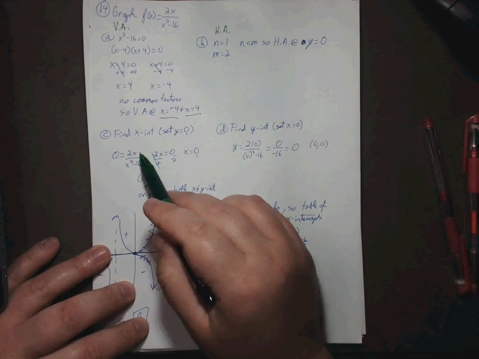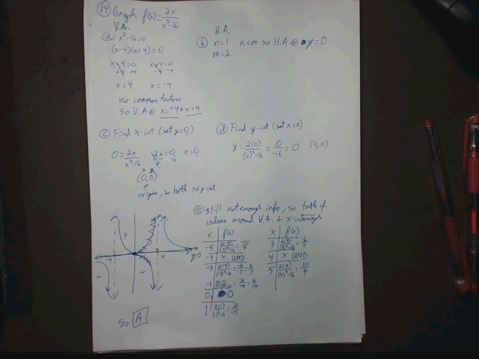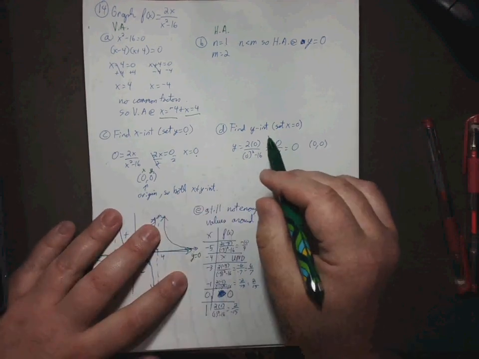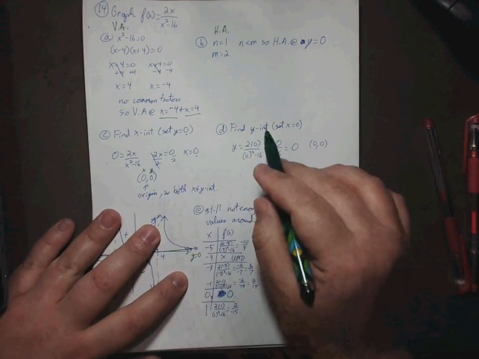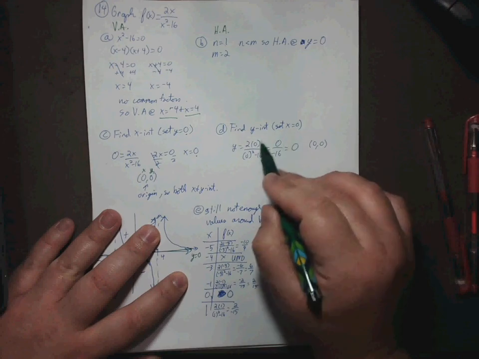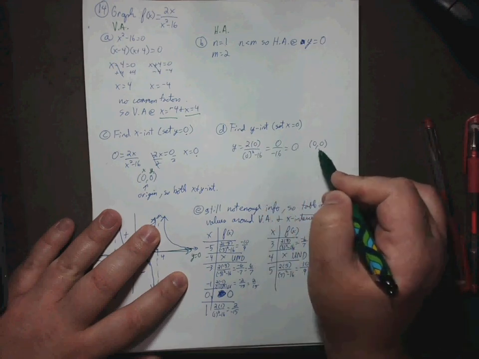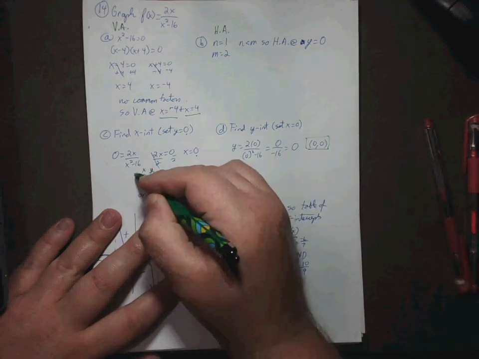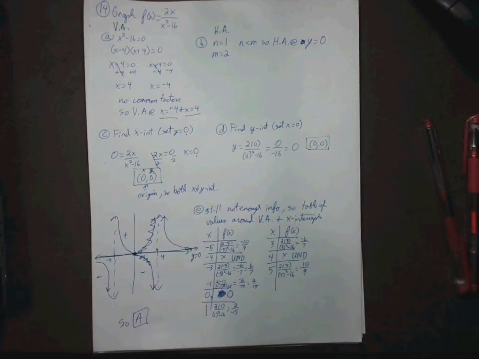Now here we only had one x-intercept. You may have more than one for different graphs. Depends on the graph. We've already gone over how to find those. Now find the y-intercept. Set x equals 0. You plug 0 in and you get 0. You get the same point. That's what we expected.